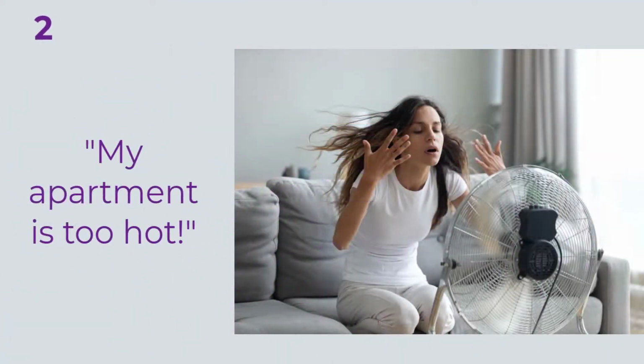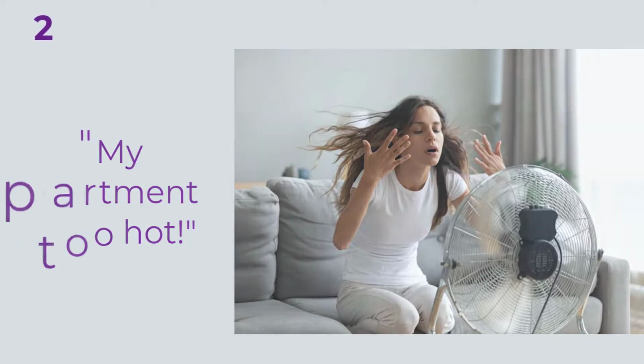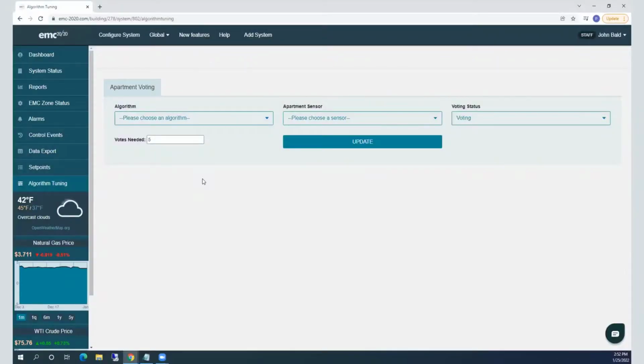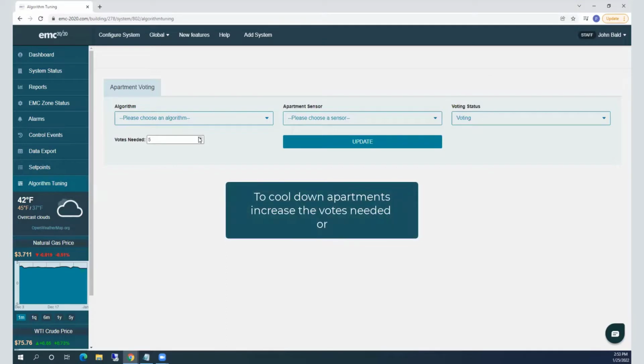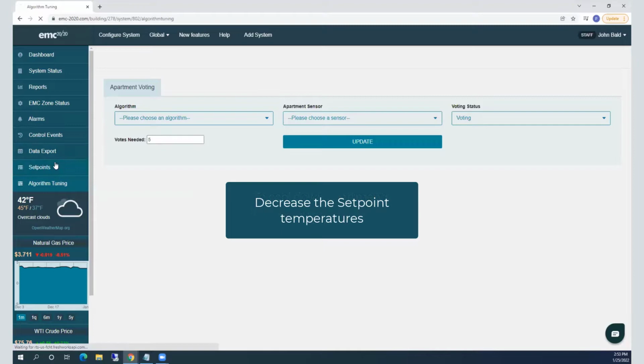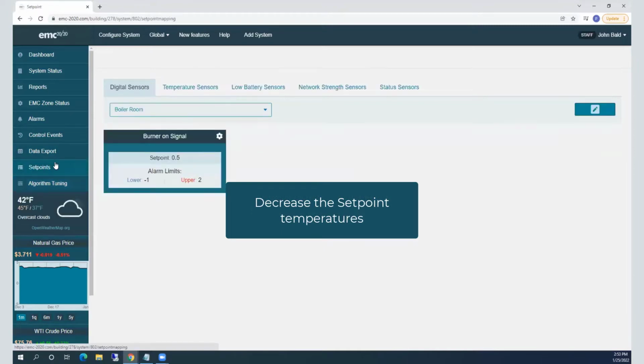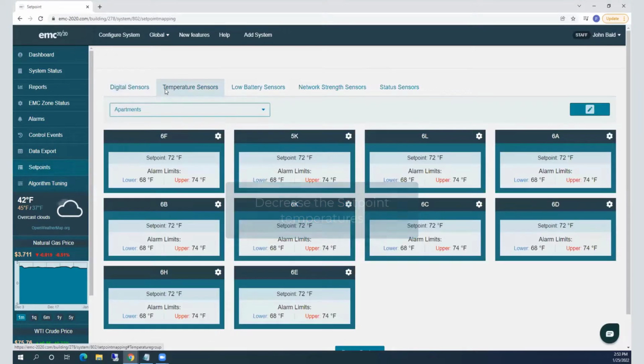Another common complaint we get is our building's too hot. Our tenants are complaining that they're too warm, your boiler's firing too much, things like that. And you can change that by doing the exact opposite of what you did when it was too cold. You can increase the votes needed to fire the boiler, or you can decrease the set points. So cooler temperatures would stay above set point and prevent that from voting.